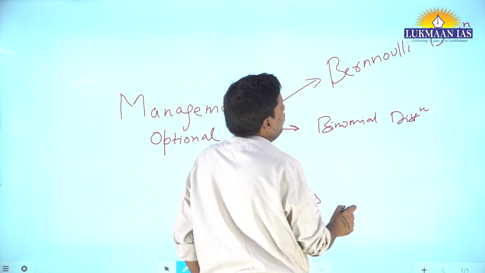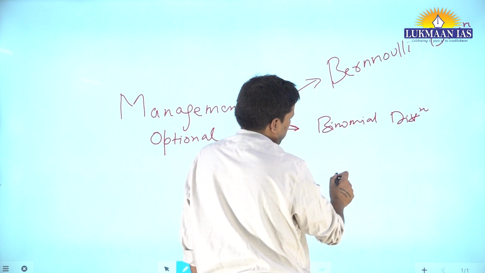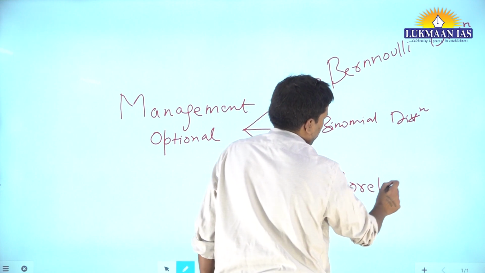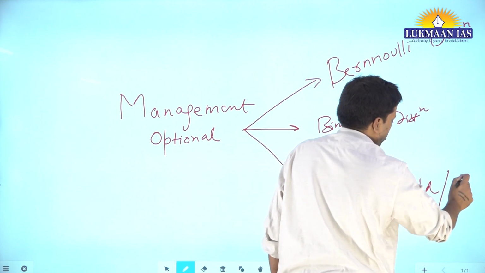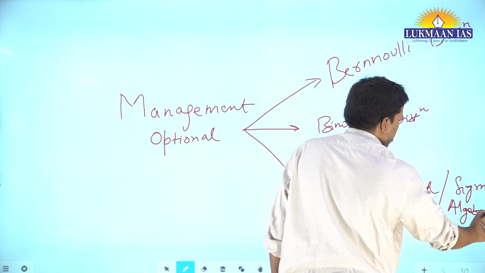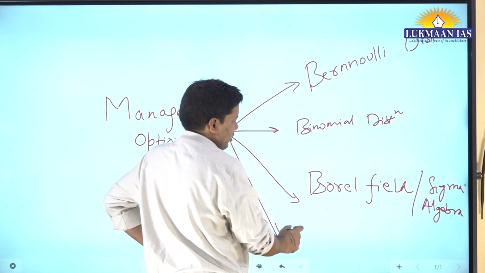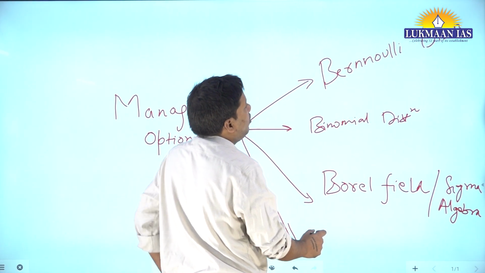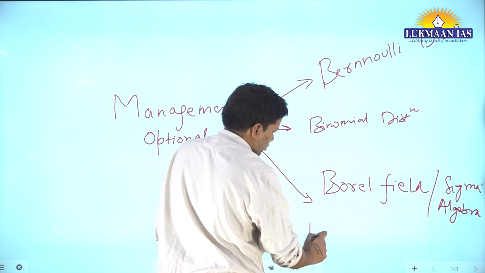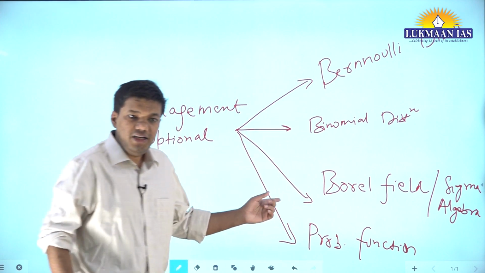Distribution, polynomial distribution, binomial distribution, then sigma algebra, Borel Field, sigma algebra, and distribution, and probability function. Okay, right? These four things.